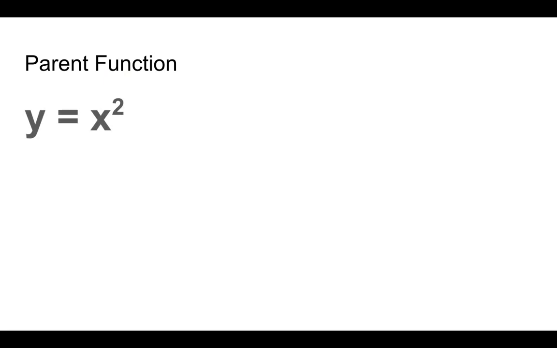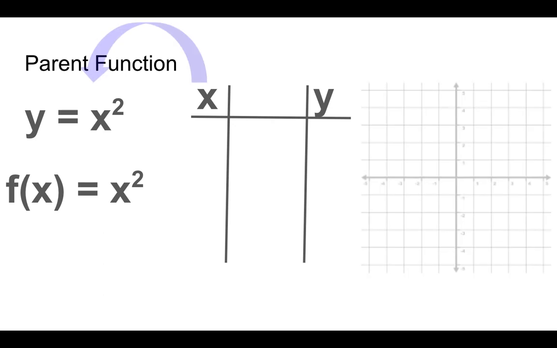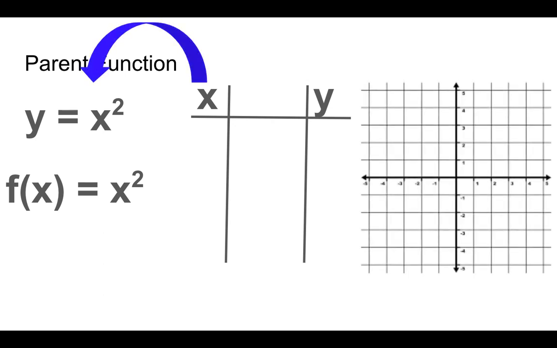y equals x squared is the parent function. It can also be read as f of x equals x squared in our function notation. To create a table of values, I'm going to take -2, -1, 0, 1, and 2 and plug them in for this x to figure out what my y value is going to be. If I plug in -2, I have -2 squared, and that gives me 4. So the point on the graph is (-2, 4).